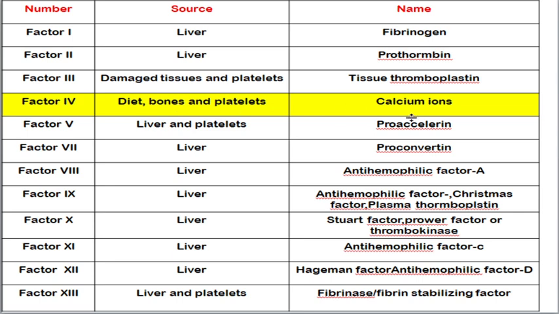In this, fibrinogen is called factor number 1, prothrombin is called factor number 2, and tissue thromboplastin is called factor number 3. Calcium ion's other name is factor number 4. In addition, fibrinase or fibrin stabilizing factor, which I already mentioned in this video, is otherwise called factor number 13. So studying these factors is also highly important, friends. Hageman factor, which is also called anti-hemophilic factor D, is also called factor number 12. So make sure you read all the things that I have mentioned in this tabular form.